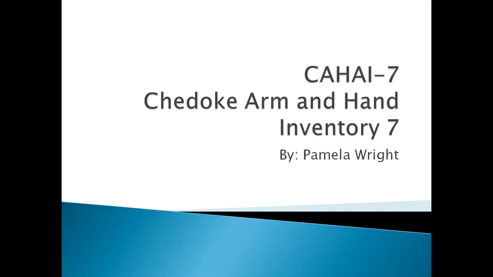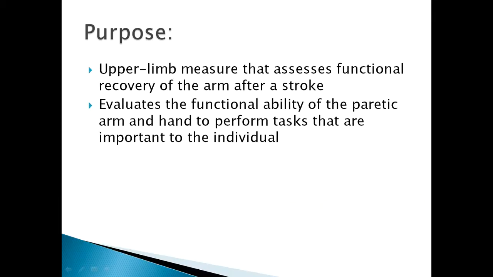Hey guys, today we will be talking about the Chedoke Arm and Hand Inventory-7. The purpose of this measure is to assess the functional recovery of an affected arm after a stroke, and it also evaluates the functional ability of the affected arm and hand to perform tasks that are important to the individual.